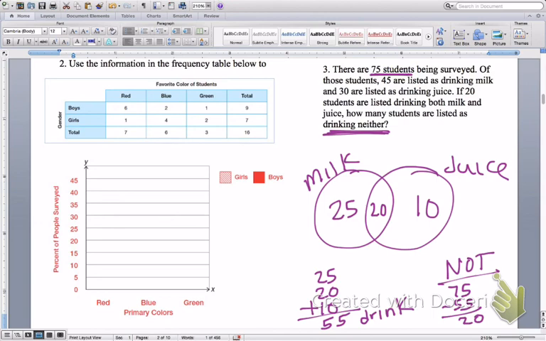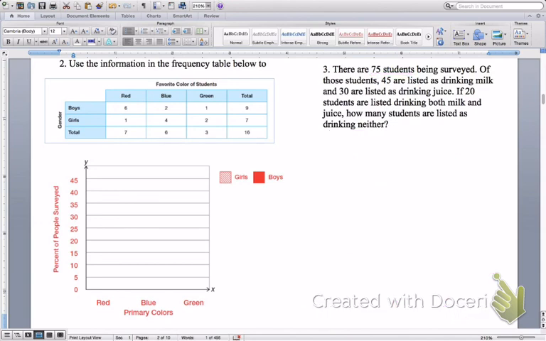I'm going to clear this out and write that out as a sentence. Make sure you do as well. So final answer is 20 students drink neither.